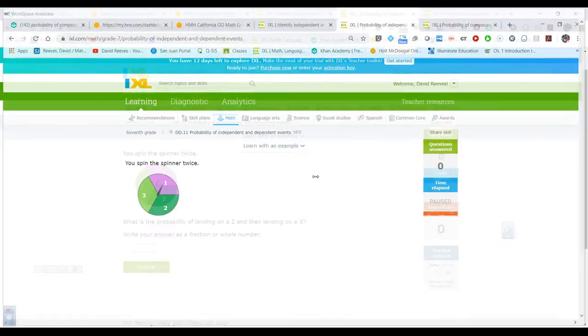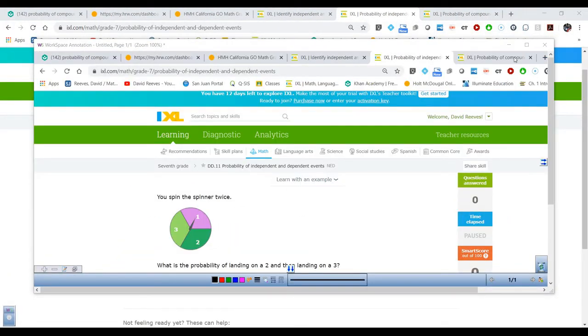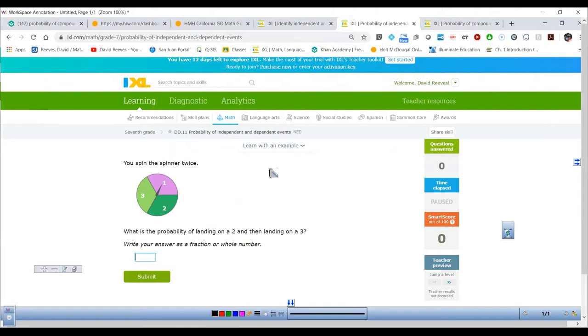Now again, just a quick reminder of what probability is. So if we look at probability, let's see if we can actually spell it right here. Probability. I'm still not spelling it right. All right, it's right there, Mr. Reeves.